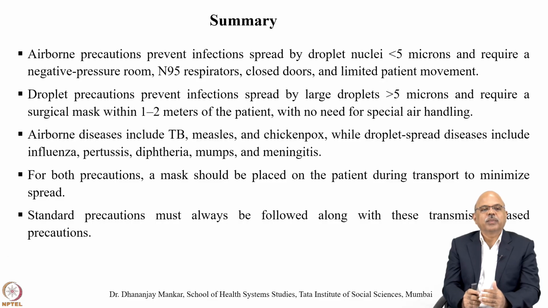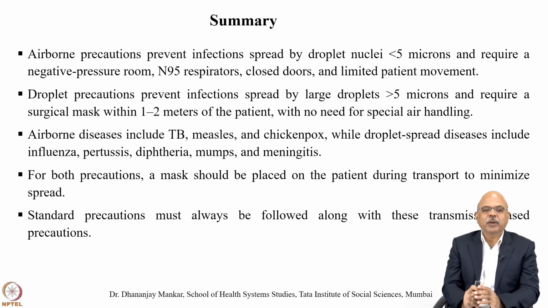At the end of this particular chapter, in summary, I would like to give more emphasis to airborne precautions prevention. Airborne precautions prevent infection spread by droplet nuclei above 5 microns and require a negative pressure room. N95 respirators need to be used properly. Closed door rooms are to be emphasized and limited patient movement, which is very important.